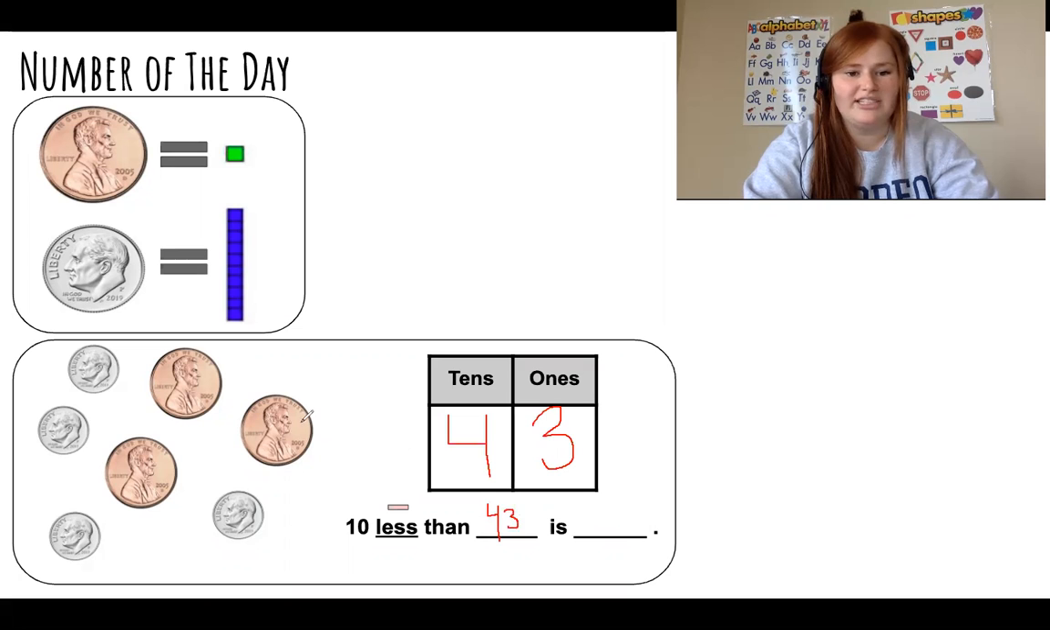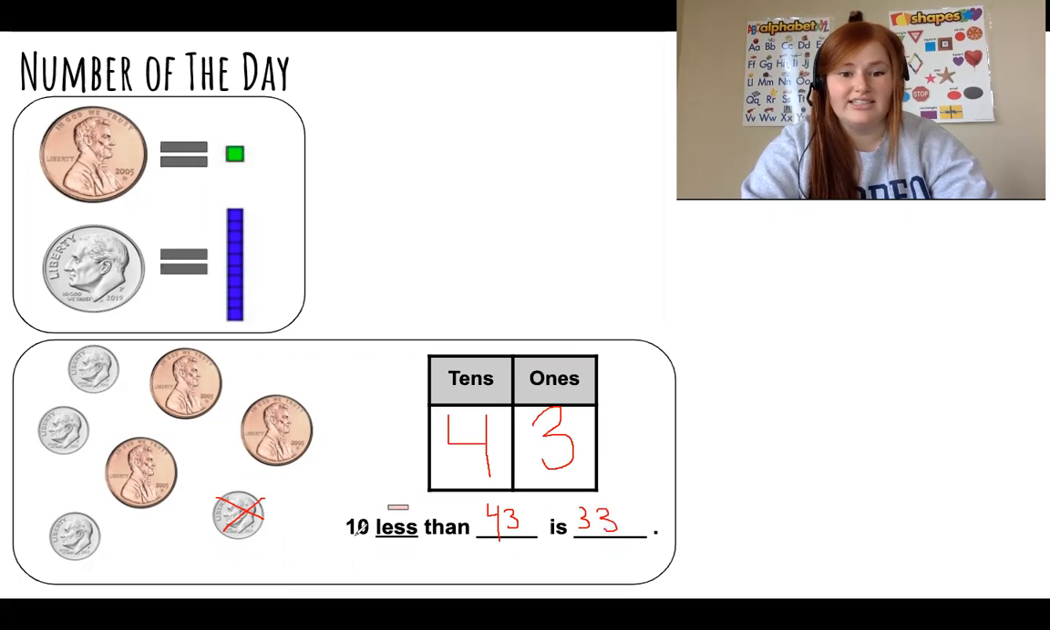So if I'm taking away 10, would I take away a copper coin? Nope, that's only 1. If I'm taking away 10, I'd have to take away the dime, that silver coin, because it's worth 10. So if I crossed out one of these, let's count how many we'd have. 1, 2, 3, 3 groups of 10, 10, 20, 30. And how many extra ones? 1, 2, 3. Those haven't changed.